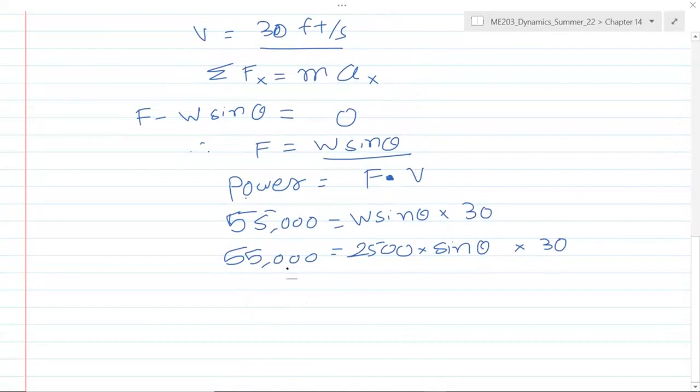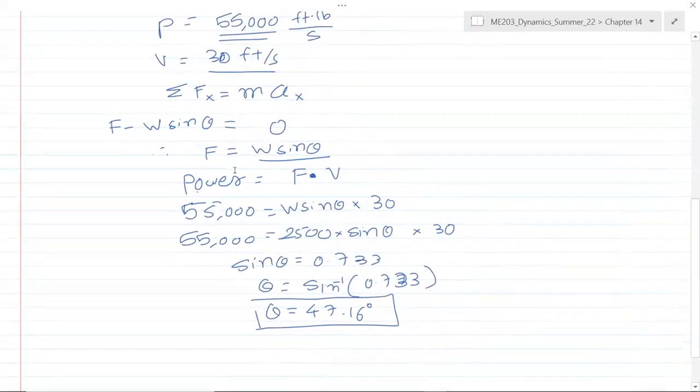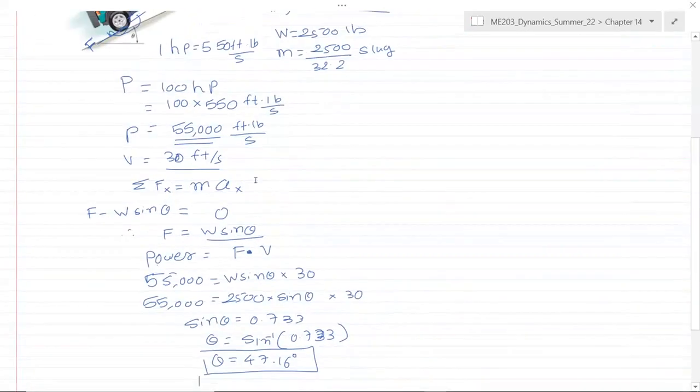So when we solve this equation, we get sine theta as 0.733. So theta is sine inverse of 0.733, or arcsine, and that is 47.16 degrees. So that's our final answer using the power equation.